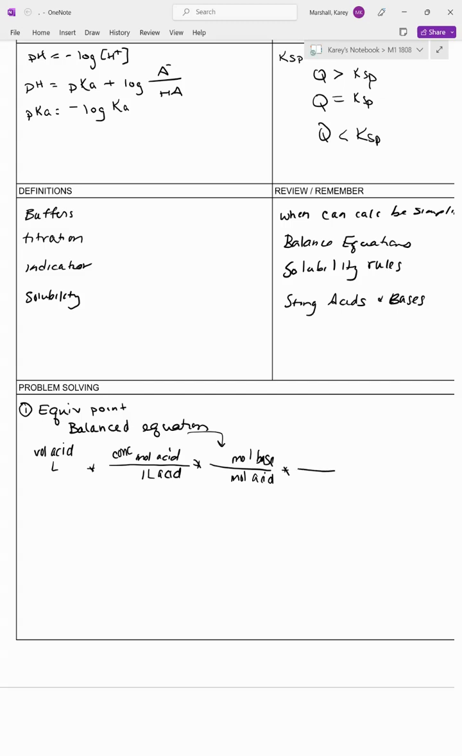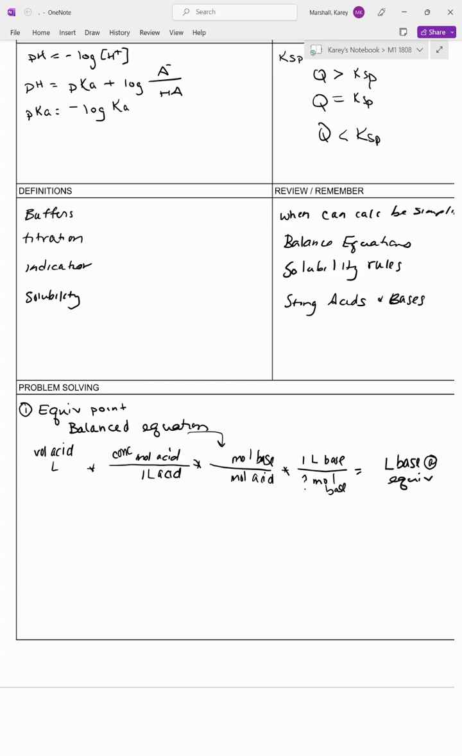Then we're going to use the concentration of the base that we have, and we're going to flip it upside down so that liter is in the numerator. 1 liter of base has how many moles of base? Again, that is the concentration. It should be given to you. And what you should end up with then is the liters of base at the equivalence point. So from here, you can decide, are you before the equivalence, at the equivalence, or after the equivalence? Then we can calculate the pH.